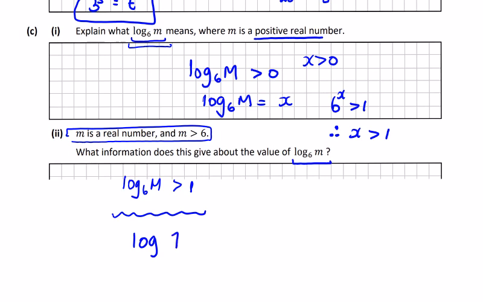Well, let's just say 7 to the base 6. And it's a positive real number, so it just means that x has to be greater than 1, I think. If this is equal to x, 6 to the power of x is greater than 6. That's what they're looking for here. 6 to the power of x is greater than 6. So therefore x has to be greater than 1, kind of what we were looking at up here.